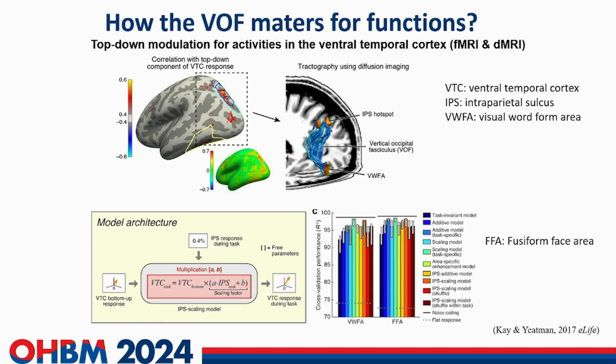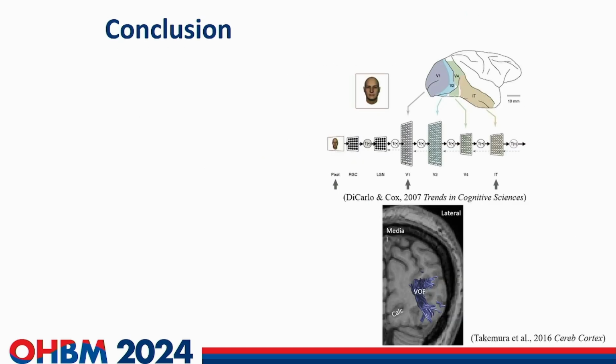They measured some IPS hotspots, and using tractography they found these areas included VOF endpoints. Then, combining this anatomical knowledge, they could say that if we consider top-down input from IPS to, say, VWFA, you can better account for variance of the visual signal. Anyway, let me try to wrap up.